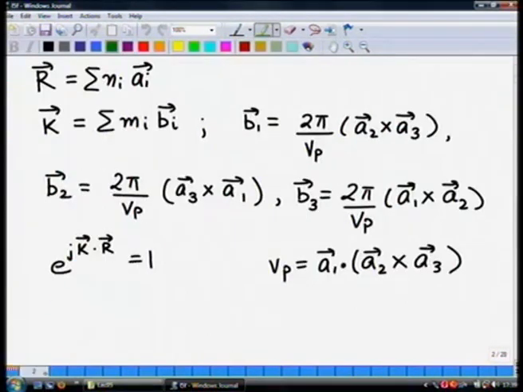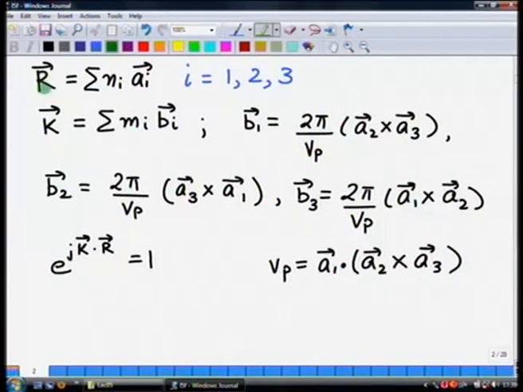So, let us recall what we did in lecture number 4. We said that if I have 3 primitive lattice vectors A1, A2 and A3, then any lattice point in the direct lattice can be generated by this vector R, which can be reached by using integer values of n1, n2 and n3 multiplied by these primitive lattice vectors. So, we can locate any lattice point with this vector R. So, R represents the lattice points.